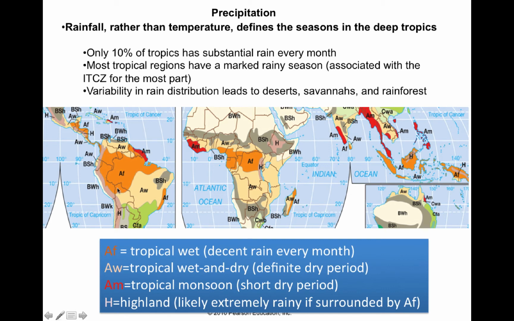Here, painted orange, are the AF zones, the tropical wet zones. These are the zones in the Congo and the Amazon where there's decent rain every month of the year.